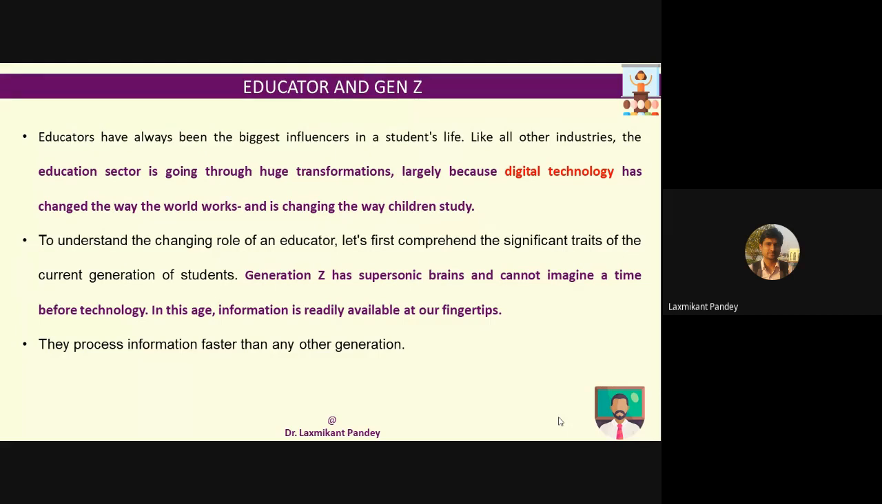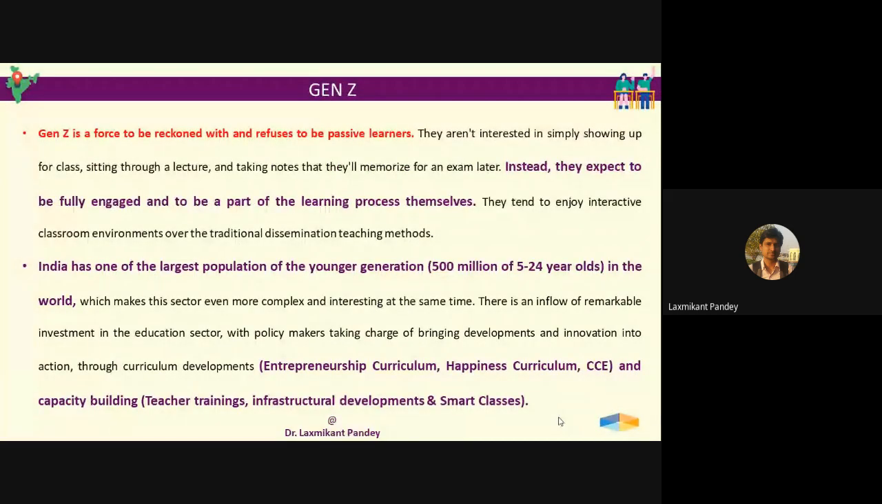So he knows the technology better than us, better than the education, and because of that they process information faster than any other generation. So today's generation is very smart, and so we need to be smarter than today's generation. So generation Z refuses to be a passive learner. He wants to be an active learner. You need to involve the students while teaching.